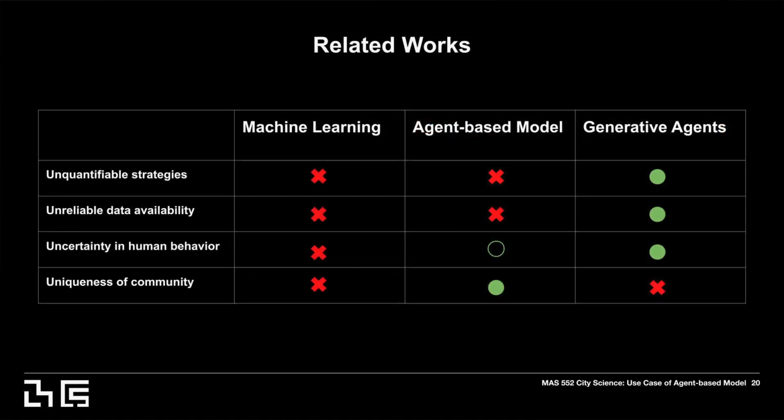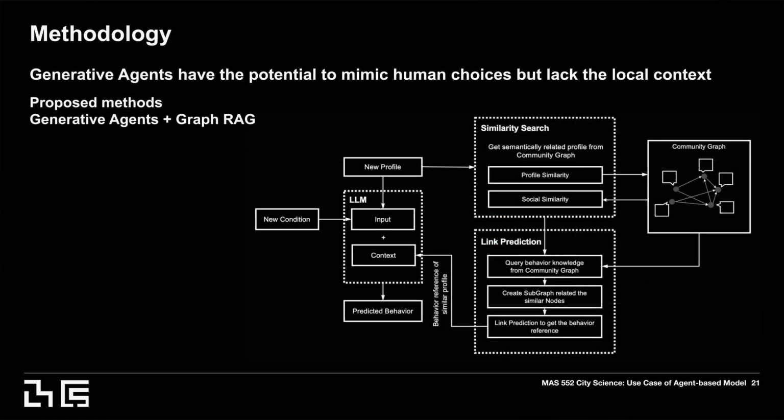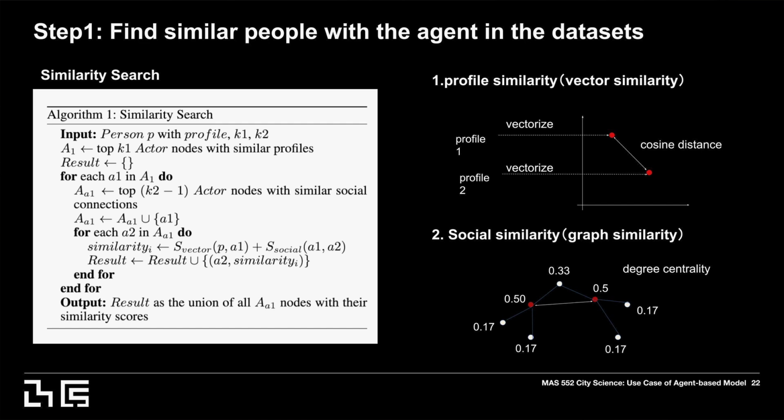Some related work on community simulators all have their own limitations facing these challenges. The most state-of-the-art work, like generative agents, which are humanized agents, have the potential to mimic human choice, but not the local context, because large models are trained on massive datasets, and we only want to understand what these 50 people want to do in this community. So we propose a new methodology combining generative agents with graph RAG to provide the local context to the large model. This framework has three steps.